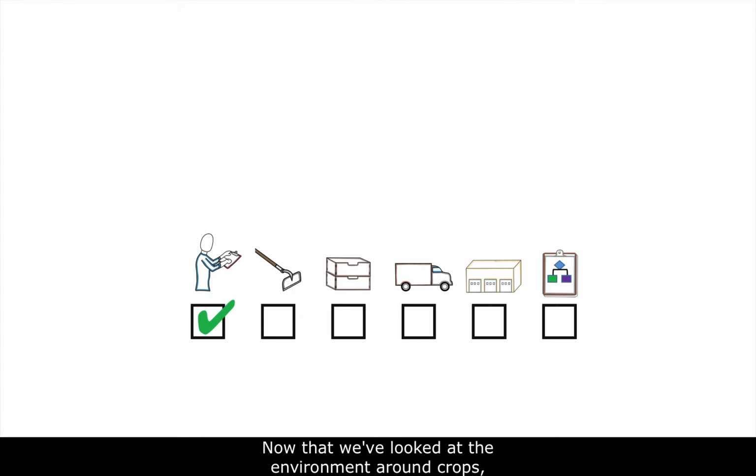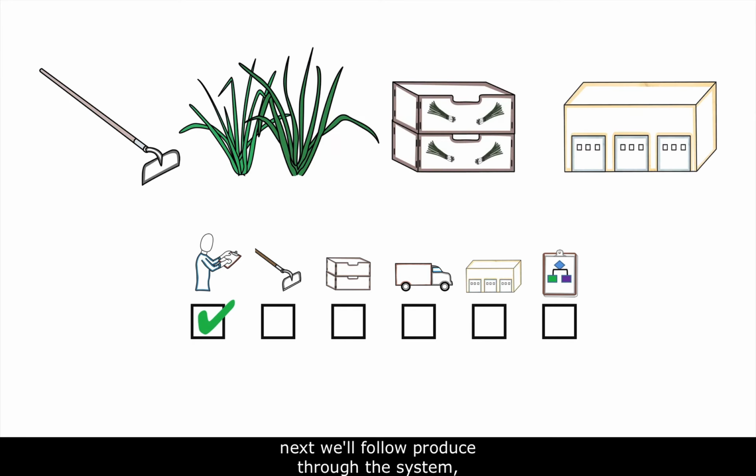Now that we've looked at the environment around crops, next we'll follow produce through the system, starting with field harvesting and packing.